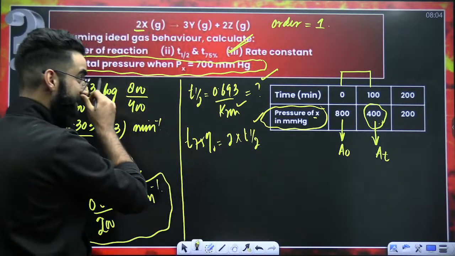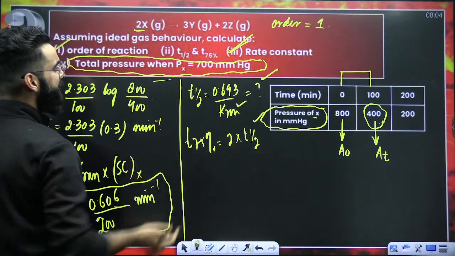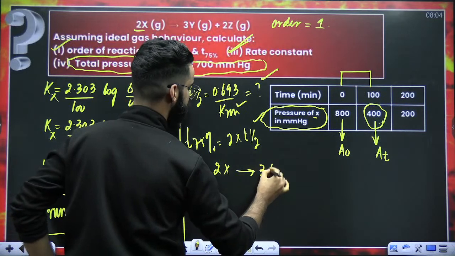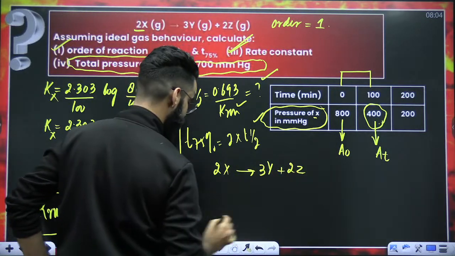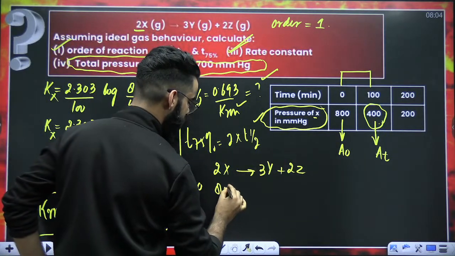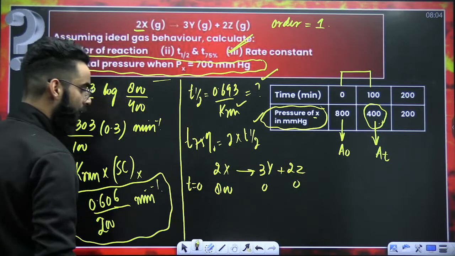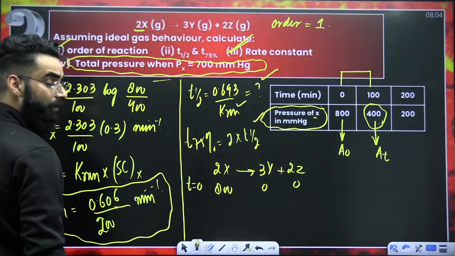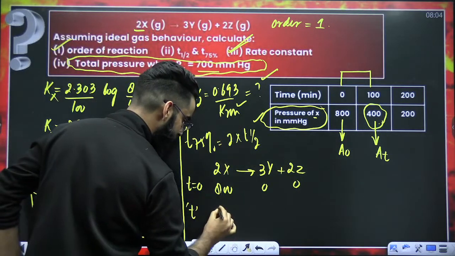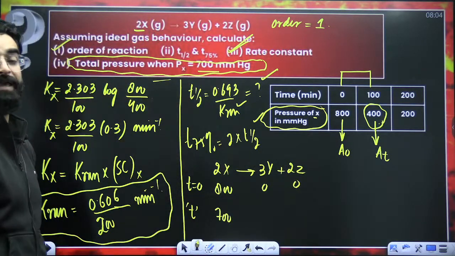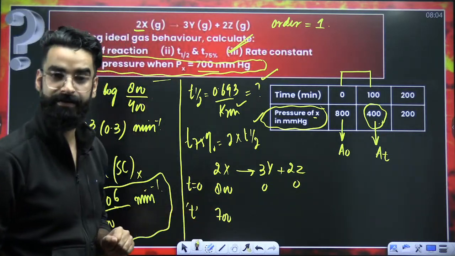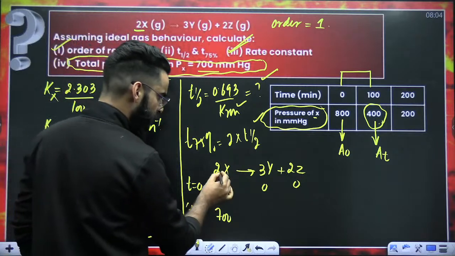Okay, let me show you the total pressure also. Total pressure when Px is equal to 700. See, you're given the reaction 2X gas gives 3Y gas plus 2Z gas. Initially at time t equal to 0, pressure due to X is 800. So this is 0, this is 0. Now, let's say at time t, pressure due to X is 700. So how much is reduced? 100 is reduced. So the value of x is 100.